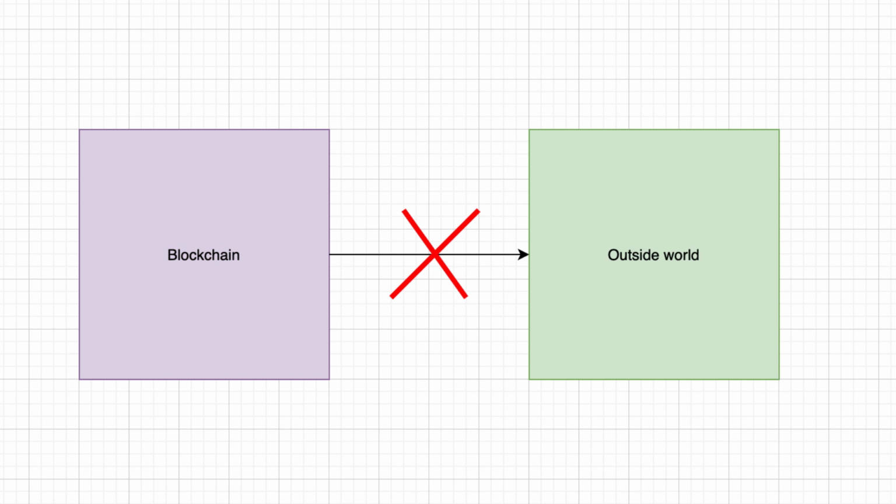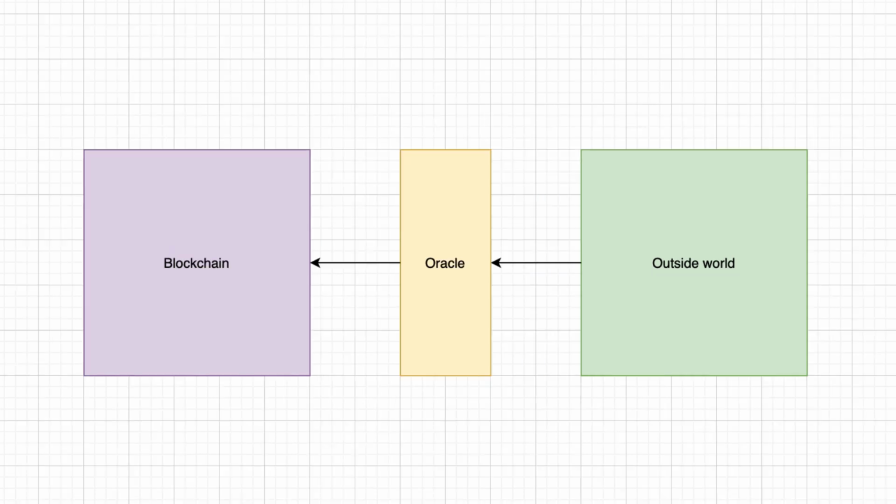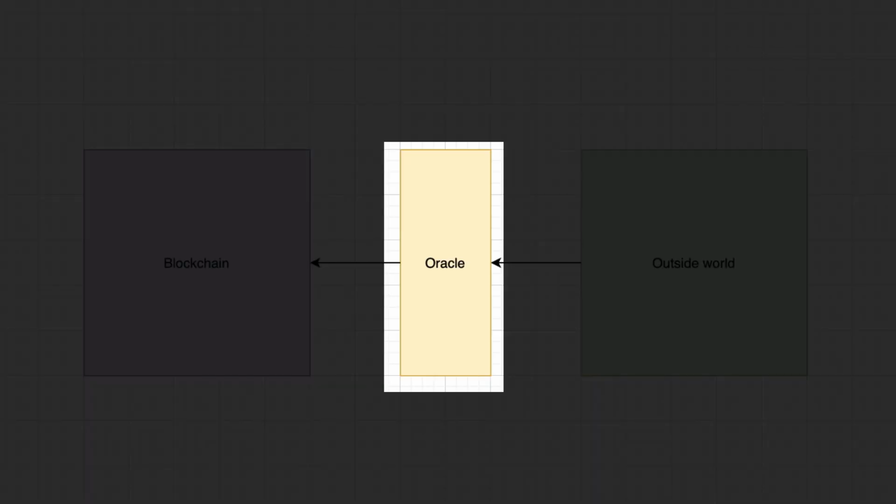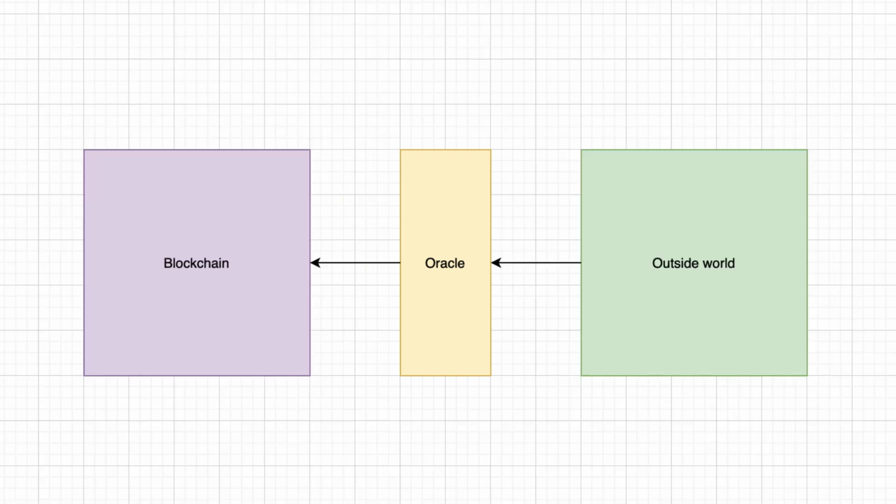Blockchains can only read data which is already in the blockchain, but most of the interesting data is outside of the blockchain. If we want to unlock the full potential of blockchain, we need to access off-chain data, and that's when oracles come into play. In this video, I will explain what are oracles, how they work, and which one to use for your application.